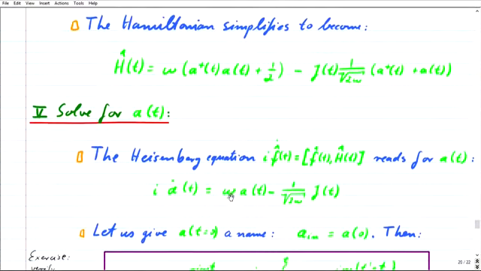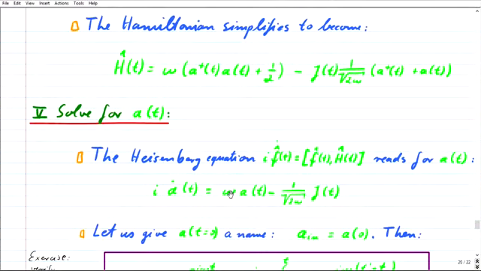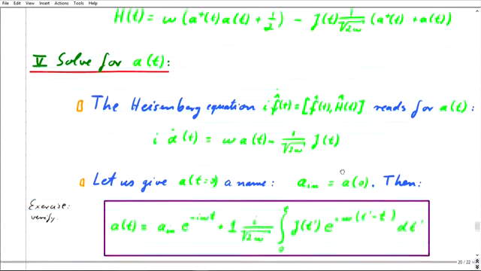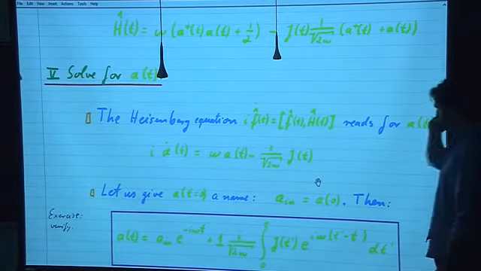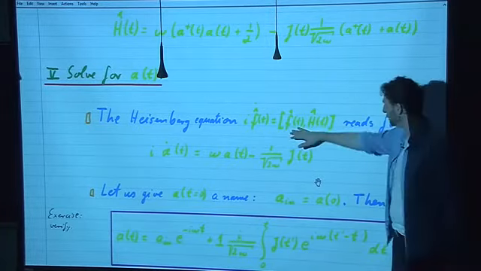So at this point, we want to solve for a of t then. Because if you remember, if we have a of t, we get q of t and p of t for free, just the real and imaginary parts of it. So how do the equations of motion now look? Well, the Heisenberg equation of motion is that i f dot is equal to the commutator of f with H.